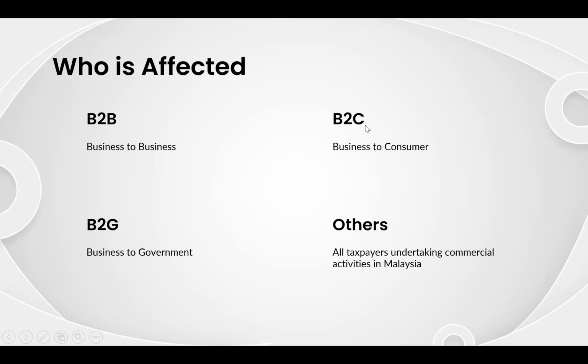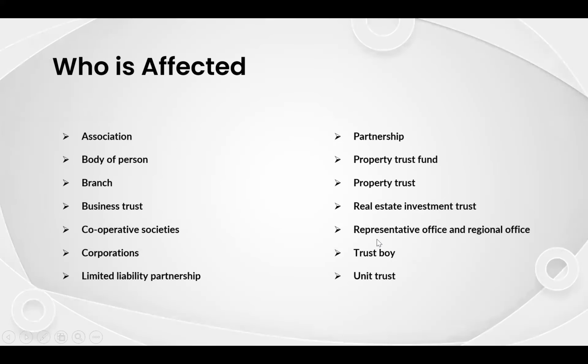That means if you are a consumer also, you are affected. Business to government: some businesses are doing transactions with the government, so they are affected also. And others. So who is affected in these four types of environment?